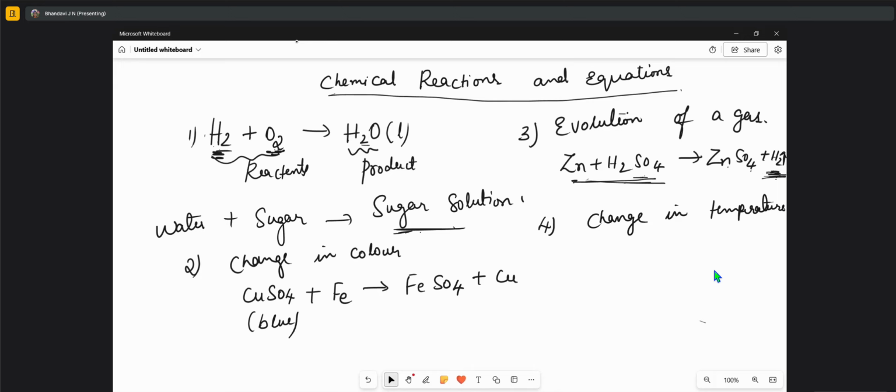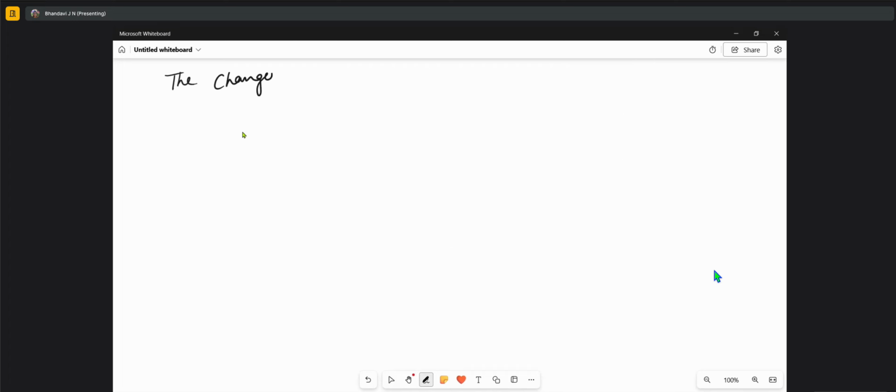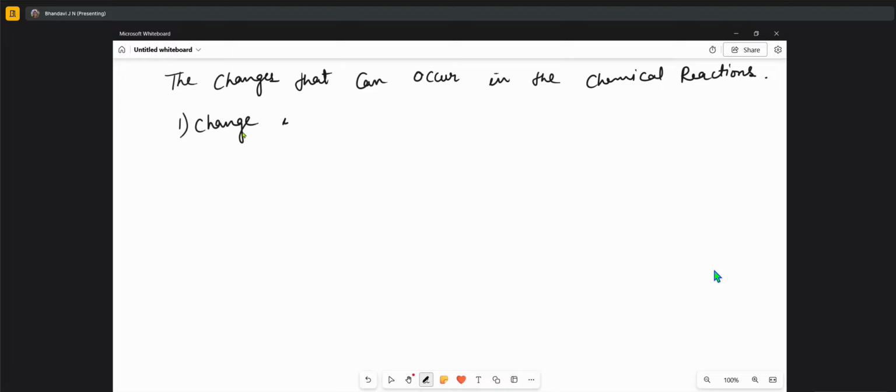So these are the changes we can see when there is a chemical reaction. What are the changes that can occur in chemical reactions? The first one is the change in the state.